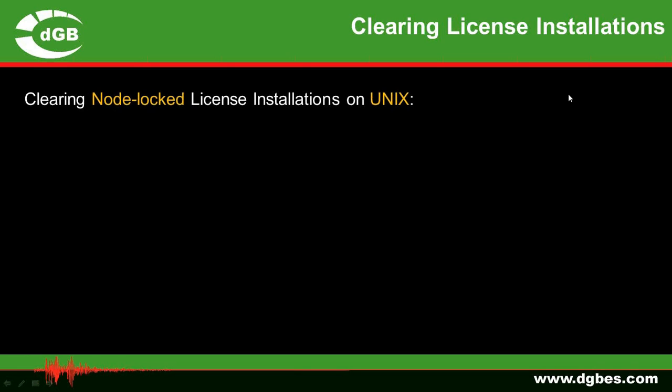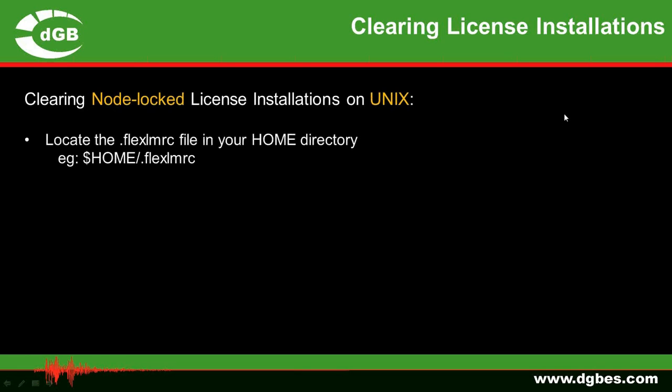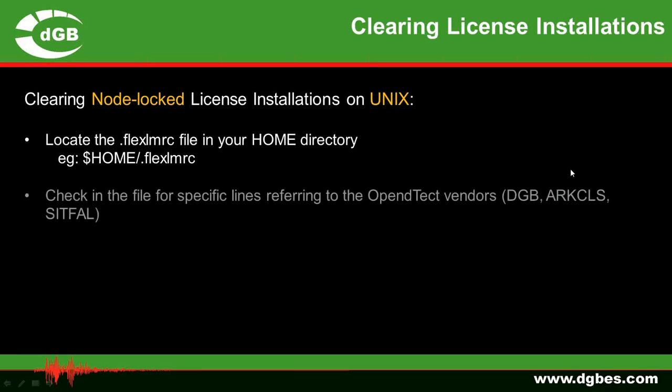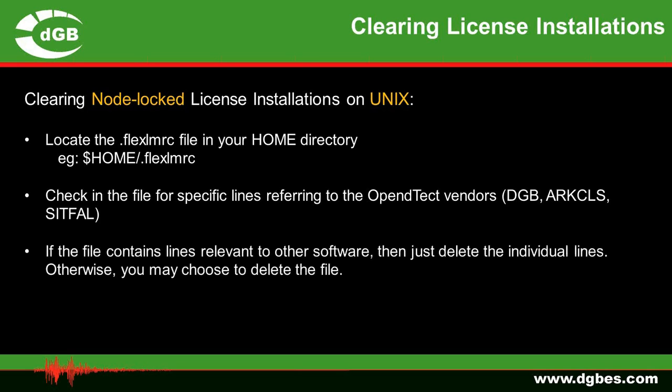For clearing node.licenses on Unix, you'll need to locate the .flexlm.rc file in your home directory, which will be here. It's best to check in the file for specific lines referring to the OpendTect vendors, so DGB, ArcCLS, and SID. And if the file contains lines which are relevant to other software, then just delete the individual lines. Otherwise, you may choose to delete the entire file.